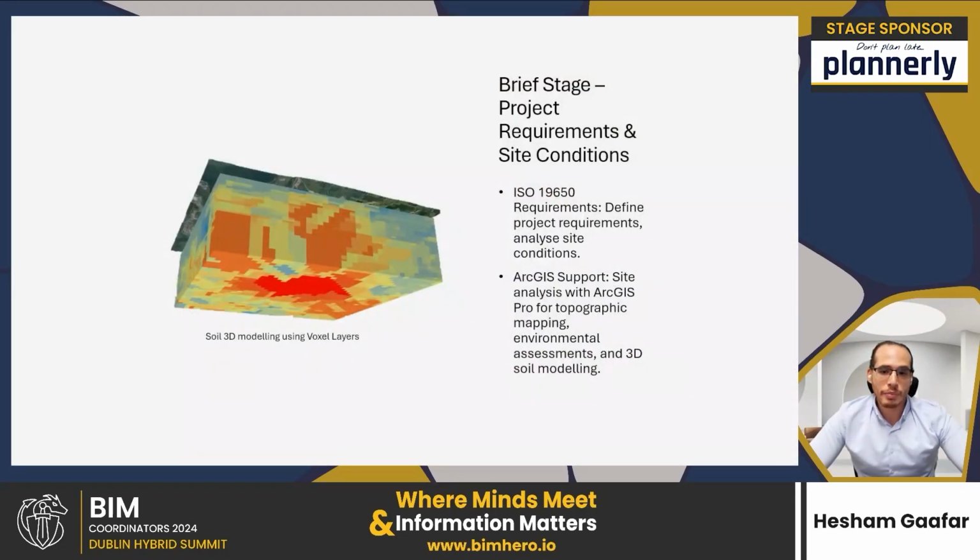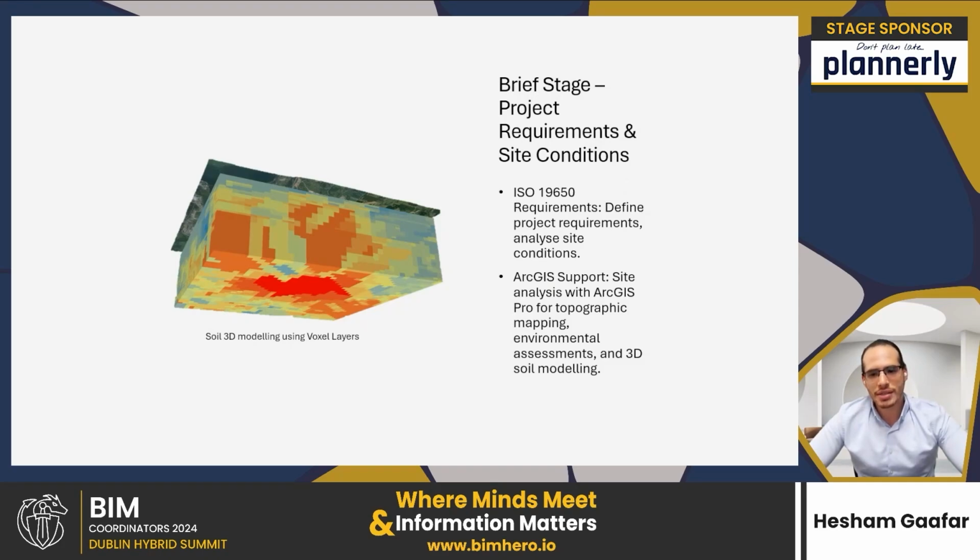Now we will start with the CDE process according to ISO 19650. The first stage is the brief stage. In this brief stage, we need to understand more about the potential project, the surrounding conditions, and the requirements. So in this step, we need to gather and analyze geographic, environmental, and maybe socioeconomic data. ArcGIS can support the site analysis in this case.